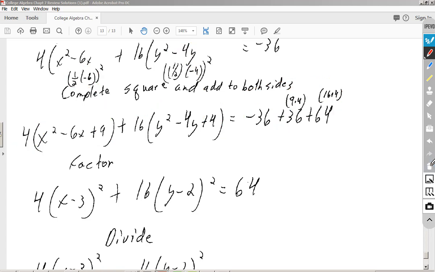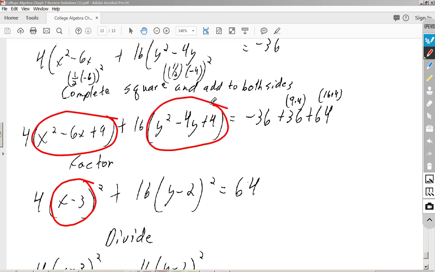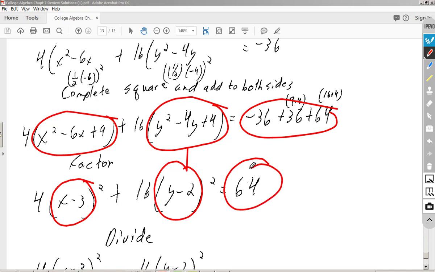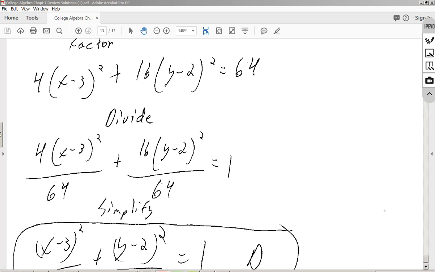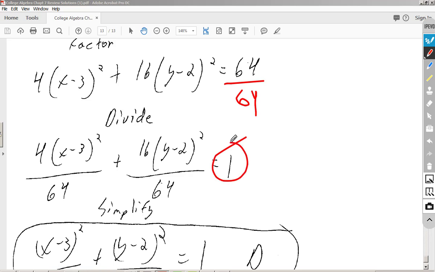Now that I've done that, go ahead and factor x² - 6x + 9. That's going to factor down to (x - 3)(x - 3), in other words, (x - 3)². y² - 4y + 4 factors down to (y - 2)². And then I take negative 36 plus 64, and that gives me 64. Last step, go ahead and divide everything by 64. When you divide everything by 64, this becomes a 1. And when I divide this out, that's 16 over 64 and 4 over 64.